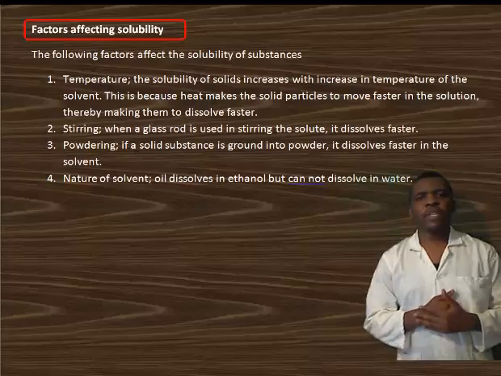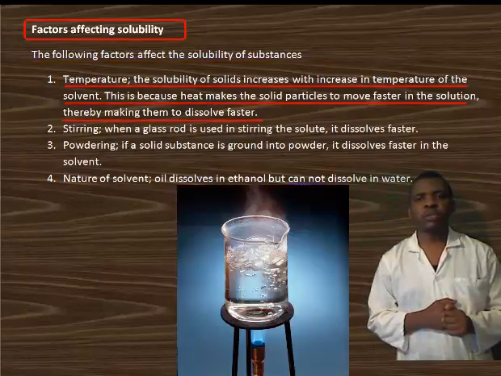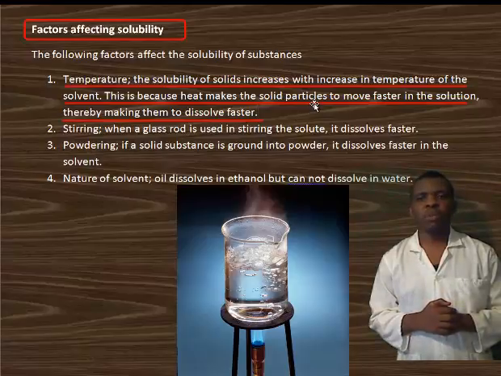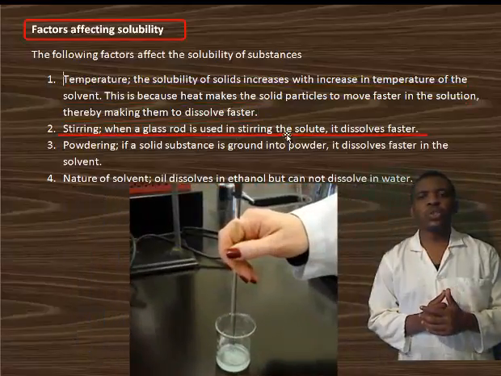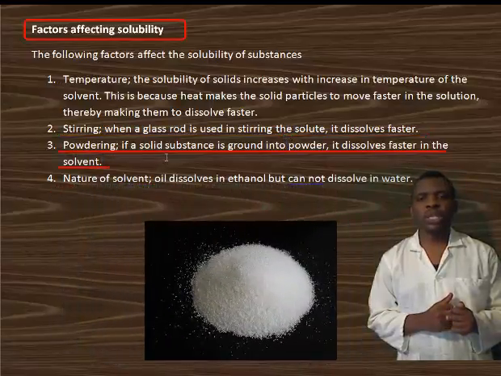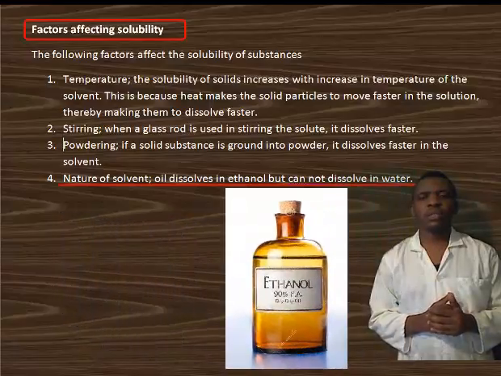Factors affecting solubility. The following factors affect the solubility of substances. 1. Temperature. The solubility of solids increases with increase in temperature of the solvent. This is because heat makes the solid particles move faster in the solution, thereby making them dissolve faster. 2. Stirring. When a glass rod is used in stirring the solute, it dissolves faster. 3. Powdering. If a solid substance is ground into powder, it dissolves faster in the solvent. 4. Nature of solvents. Oil dissolves in ethanol but cannot dissolve in water.